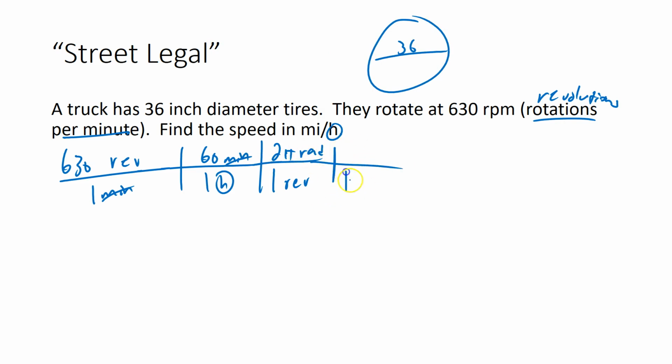Okay, so 1 radian, right, we're just trying to get these to cancel, is how much? Well, it's not 36, it's 18, because it's the length of the radius, so 18 inches. Now I have to change inches to miles. Oh boy. All right, well, let's see, 12 inches in 1 foot. How many feet in a mile, do you guys know?